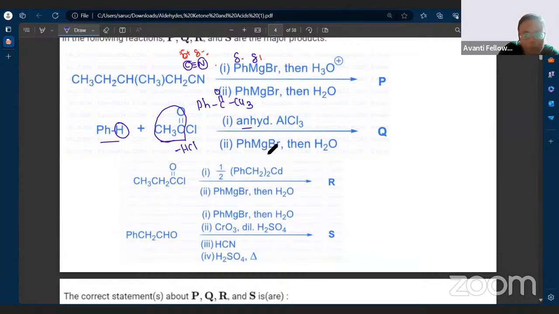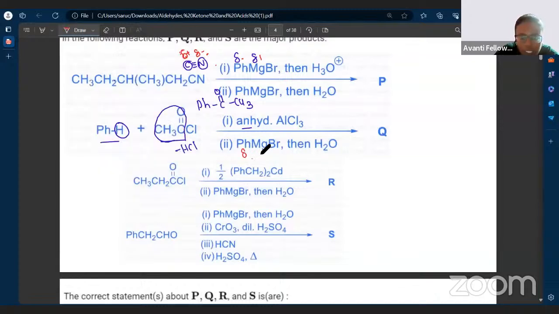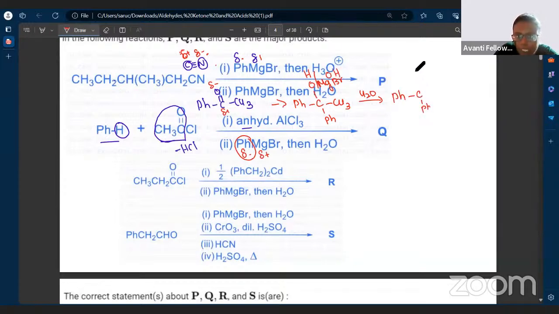Now you're going to react it with PhMgBr and do the hydrolysis, the same thing we have done over here. This has a negative charge, positive charge, negative charge. So you'll be getting Ph, C, Ph, OMgBr, CH3. Now when you do hydrolysis, hydrogen and OH, so I'll be getting Ph, C, Ph, OH, CH3 as the product.